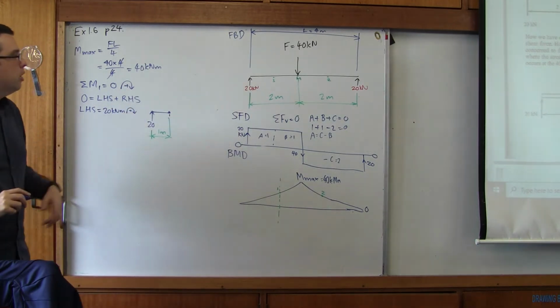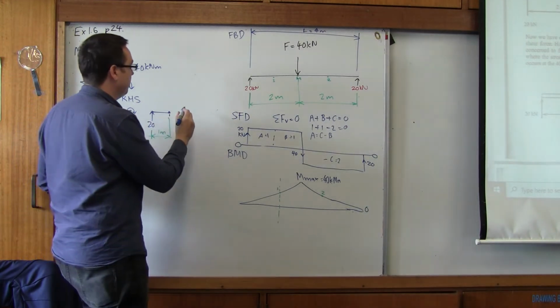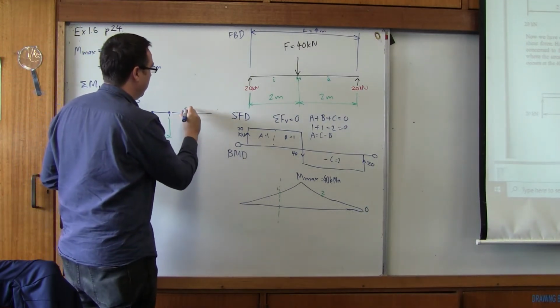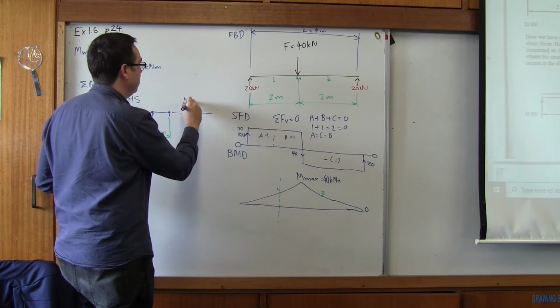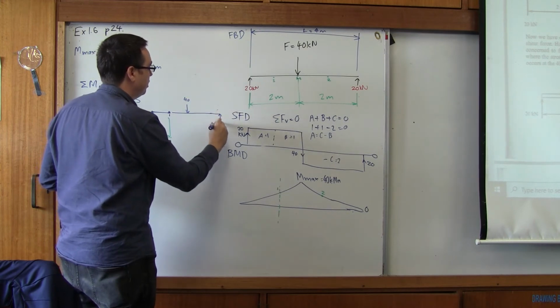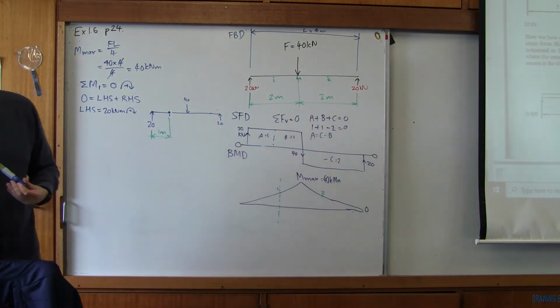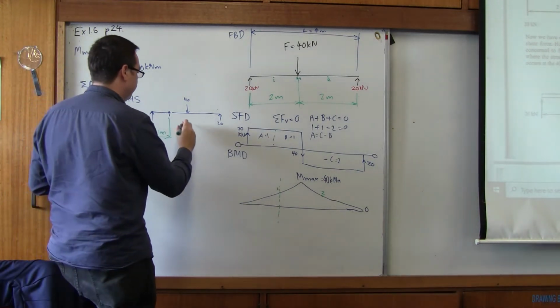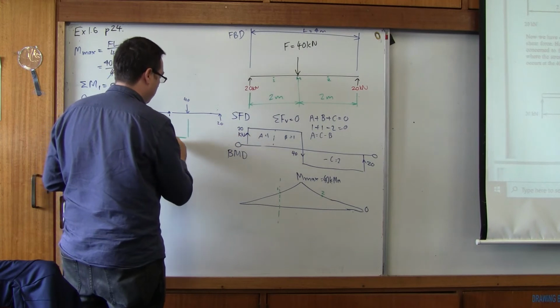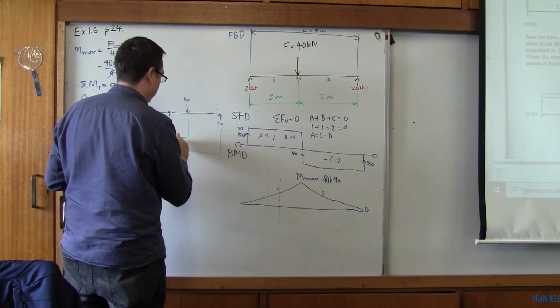Now the other side of this beam looks like this. We have a big force of 40, and then out here we have a smaller force of 20. That's what our beam looks like there. What are our distances? Well, this is 1 meter, and that's 2 meters.